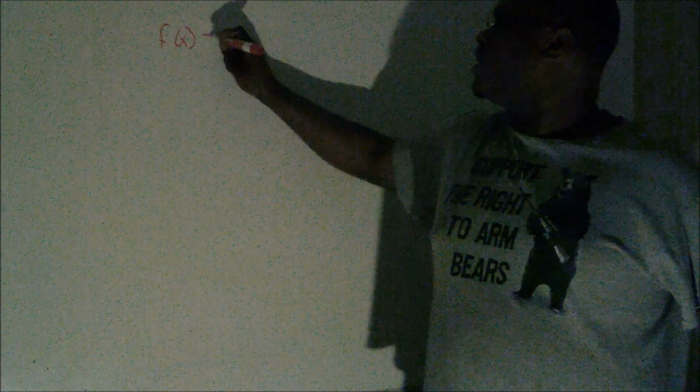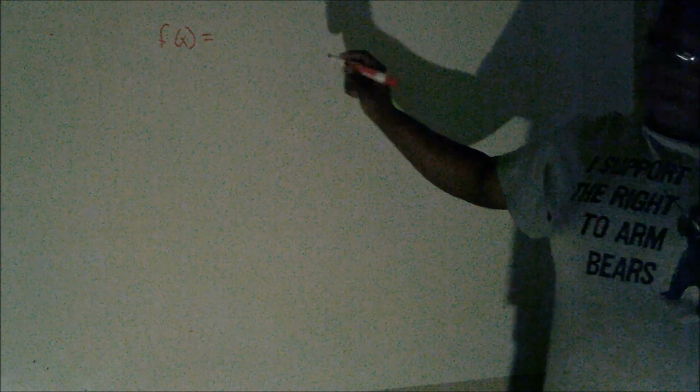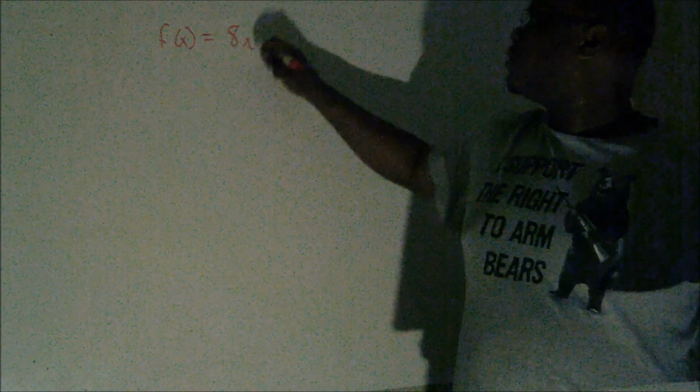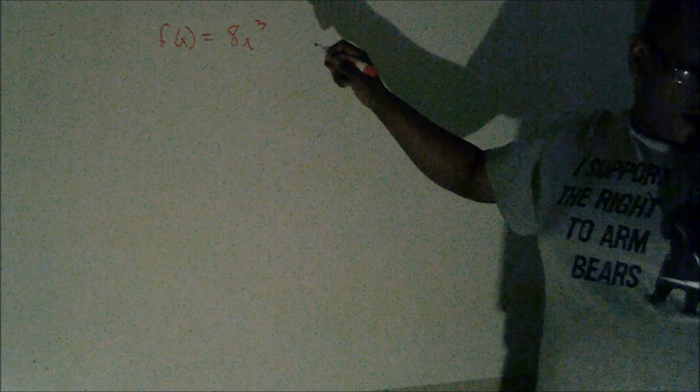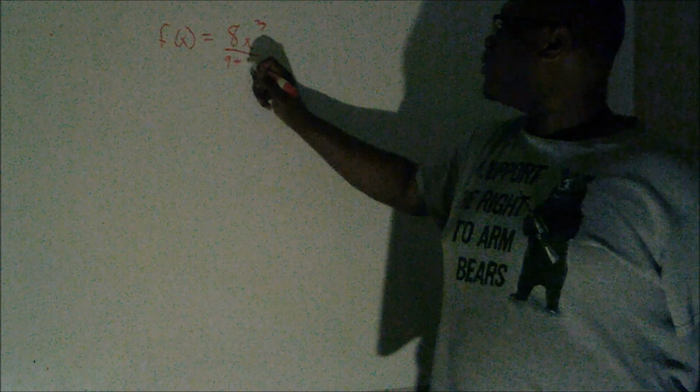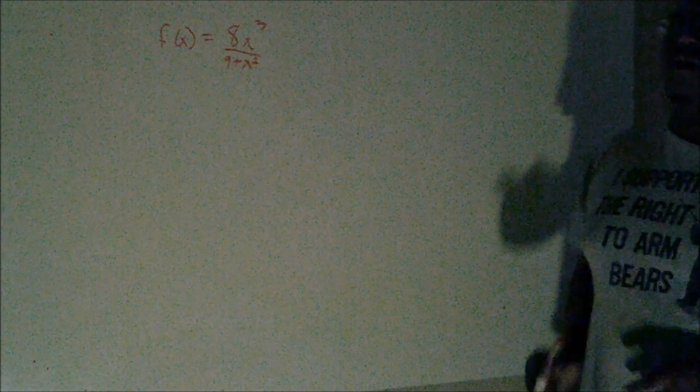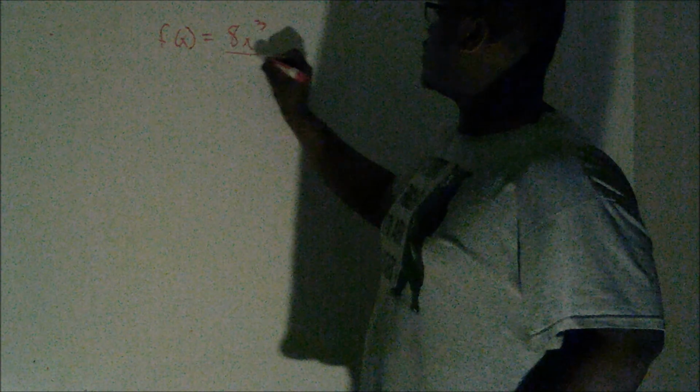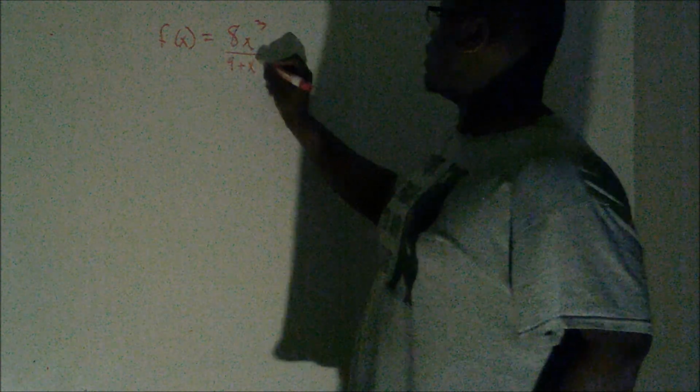So our next example will be a little bit more involved, but not too much. So we have f of x is equal to 8x cubed, all divided by 9 plus x squared. Okay, and just to make that a little neater for you guys, there we go.